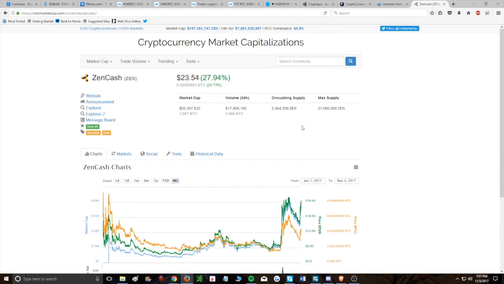And this is a great example, and actually it's spiking right now. The max supply on this is only 20 million, same as Bitcoin. The circulating supply is only 2.4 million. That means currently going around, there's only 2.4 million Zencash available. So when volume comes in, it's going to push that price up very quickly.